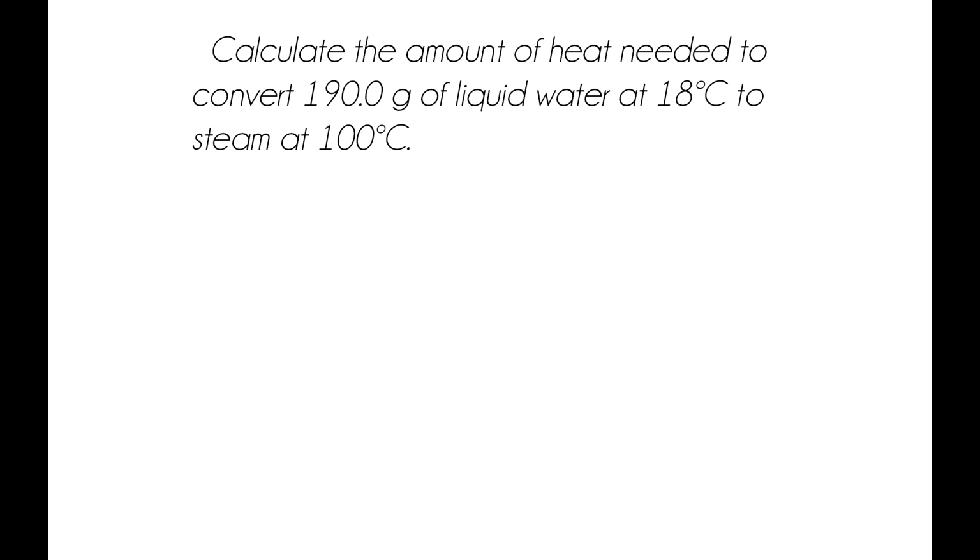Alright, so let's go to the second problem. The second problem says that we need to calculate the amount of heat needed to convert 190 g of liquid water at 18 C to steam at 100 C. Well, in order to do that, we need to go through all phases of state changes in order to get there.